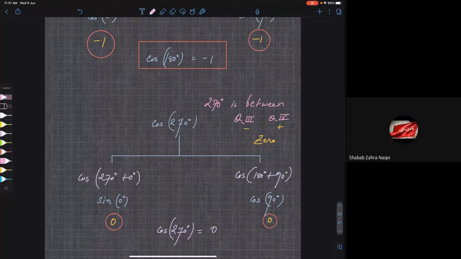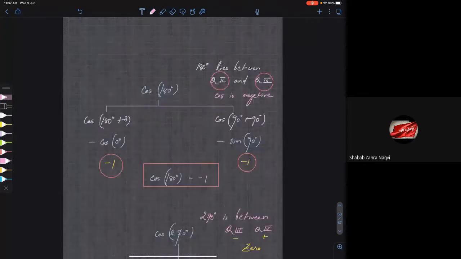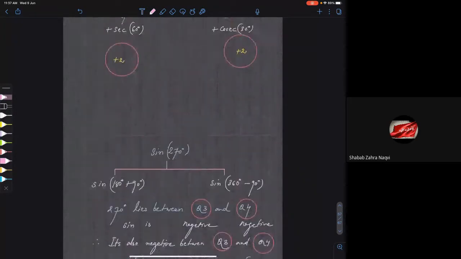Among these angles, there are several trigonometric ratios that you have to remember. For example, cos 180. Cos 180 is -1. This will be quite useful for you in many problems.